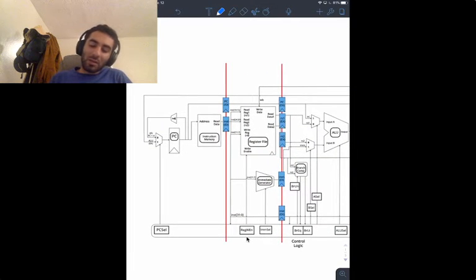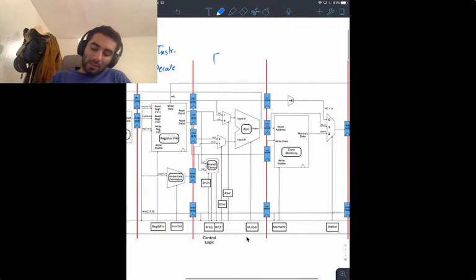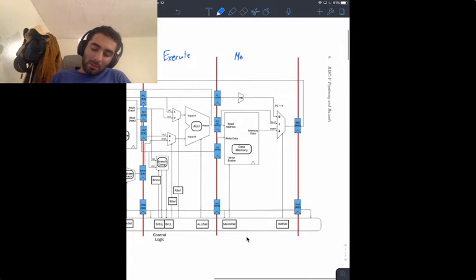What I'll briefly say though is that, currently right here, we're looking at the data path, and we can label it with the 5 stages that we know, right? This is instruction fetch. This is instruction decode. This is execute. This is memory. And this is write back.